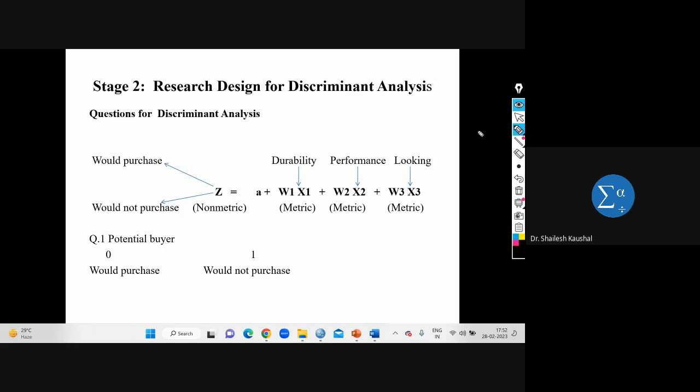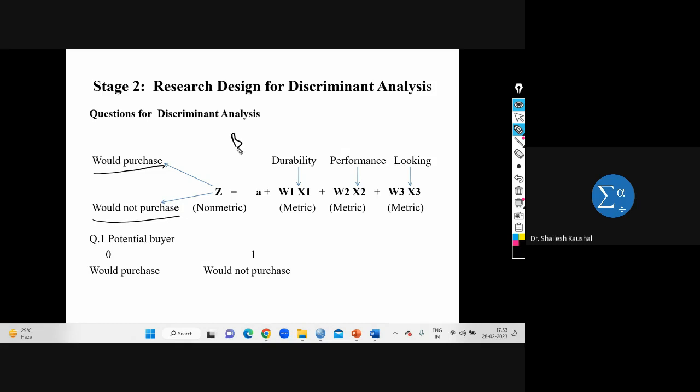So here I am taking the question, the dependent variable, whether the particular person would buy the product or not. So I divided my outcome variable into two mutually exclusive category, would purchase or would not purchase.